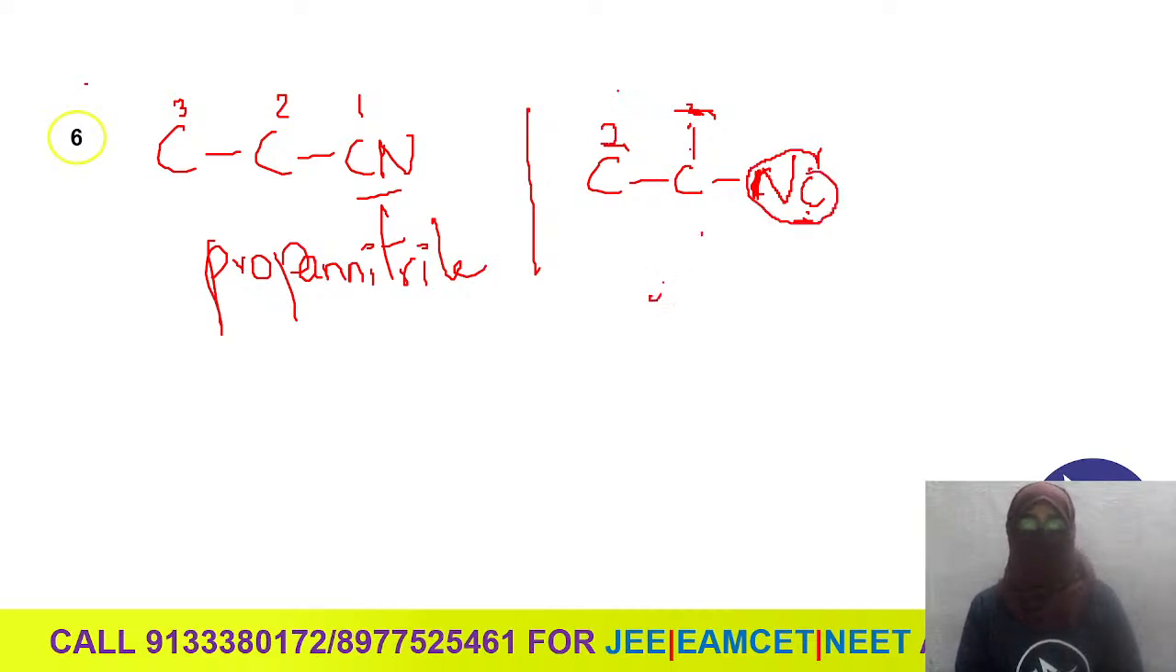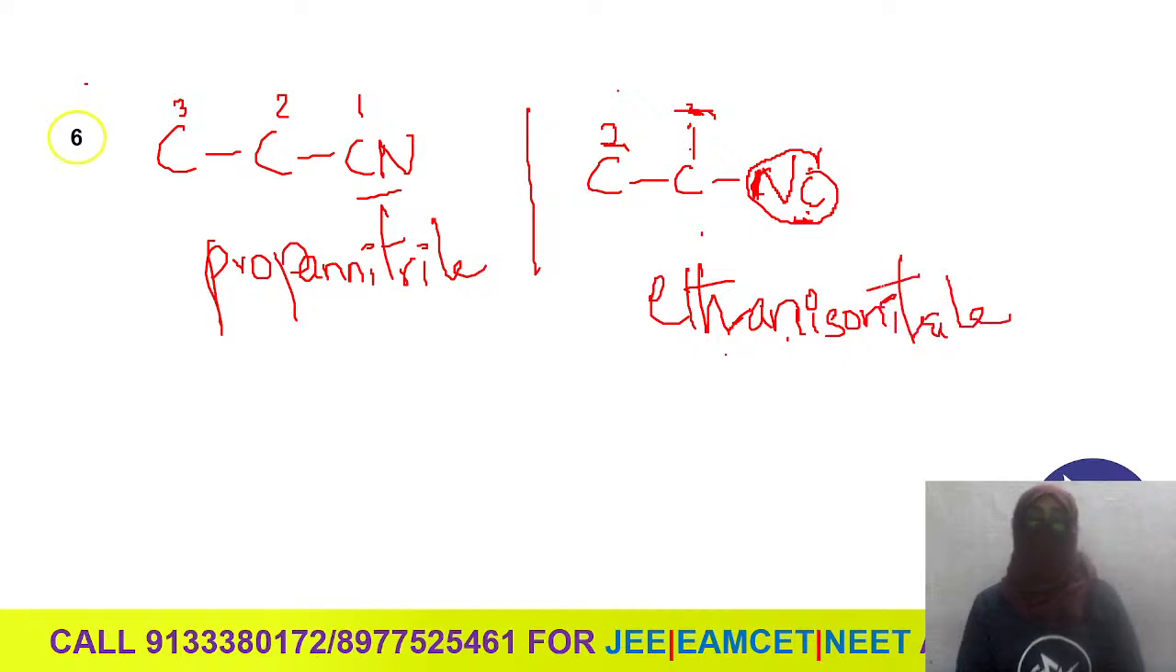Now 2 carbons are there. Two for eth, single bond, ethane. Oh, there should not be any space here. Eth for 2 carbon, single bond for ane. And what is the suffix for cyanide? What is the suffix for isocyanide? Isonitrile. Hence the name of the compound is ethane isonitrile.